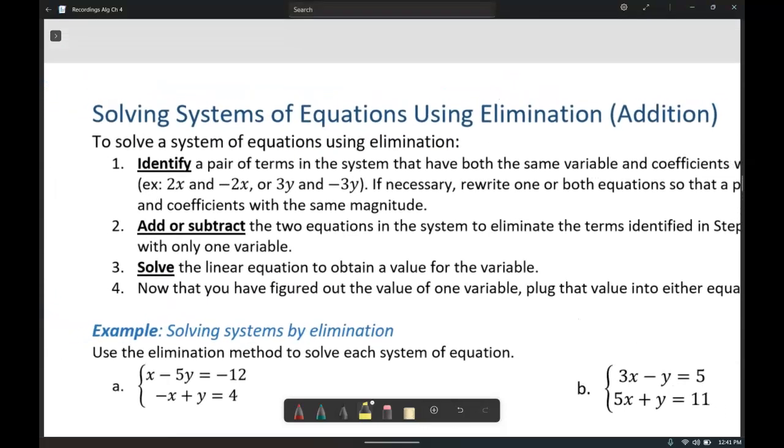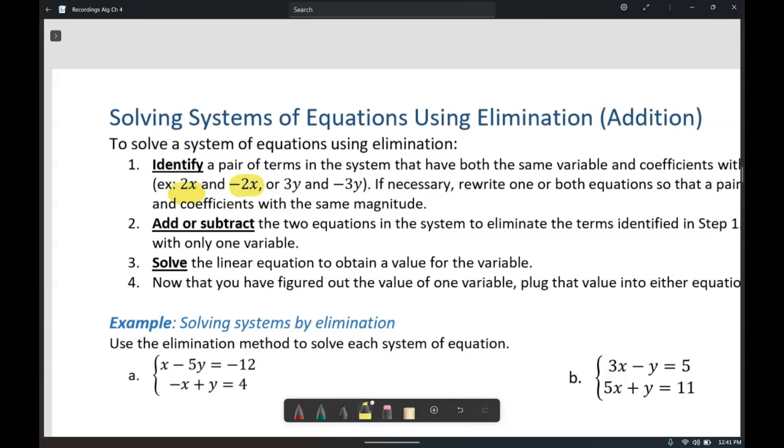For example, if I have 2x in one equation and negative 2x in the other equation, if I go to add these two equations together, the x values will cancel out, leaving me with only the y values. Same as if my y values have opposite signs, but same magnitude. So if we don't have that to start, then we need to rewrite the equation by using some multiplication to manipulate one or both of the equations.